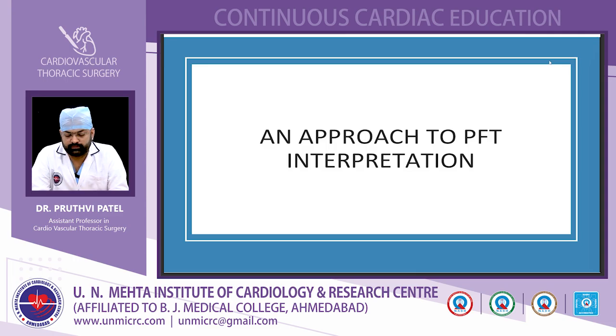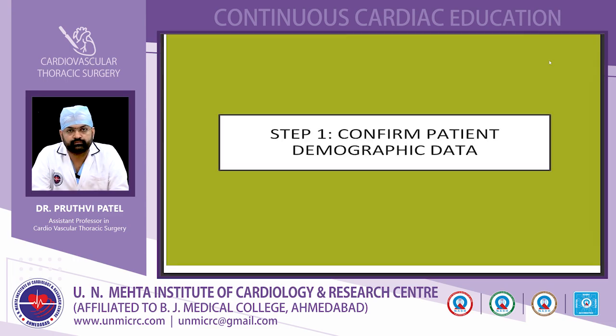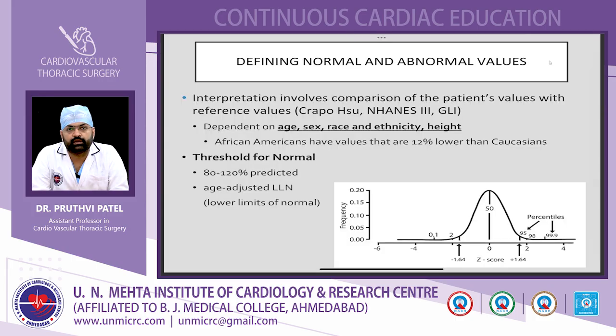So how to interpret pulmonary function test? Step 1 is to confirm the patient demographic data, because it varies from person to person: age, sex, race, ethnicity, height, all things matter. Everyone will have different values, but for this we have to take standard values, and we measure the z-score. Plus 1.64 to minus 1.64, in between this will be considered normal.